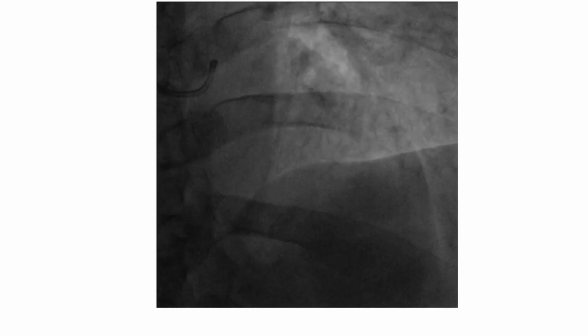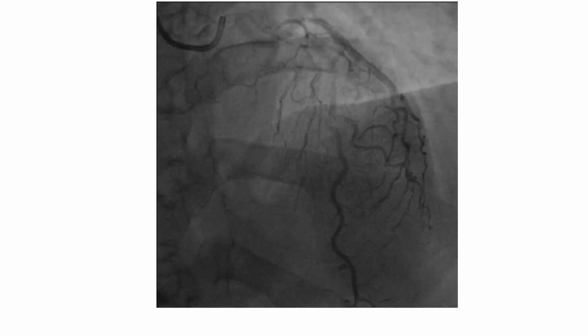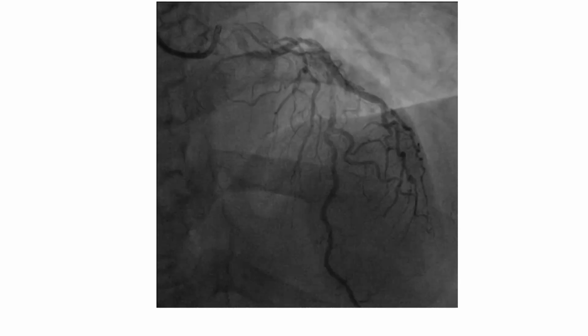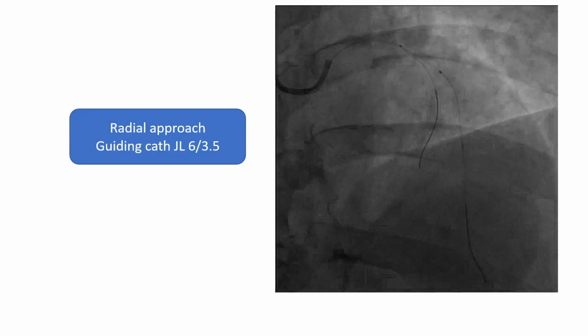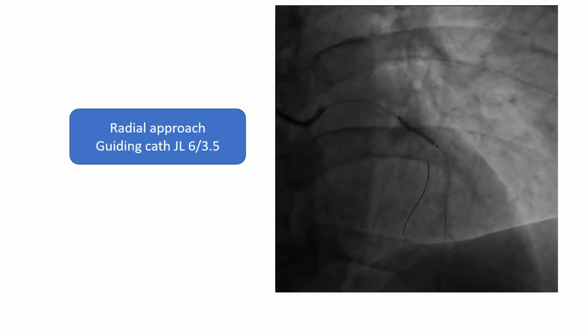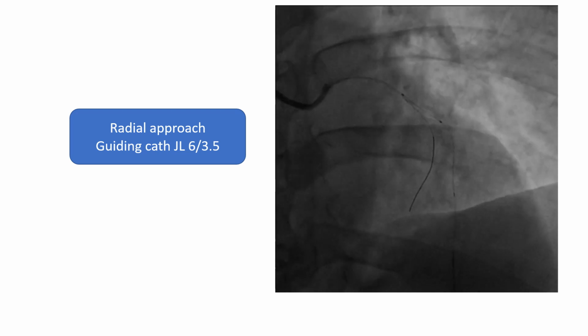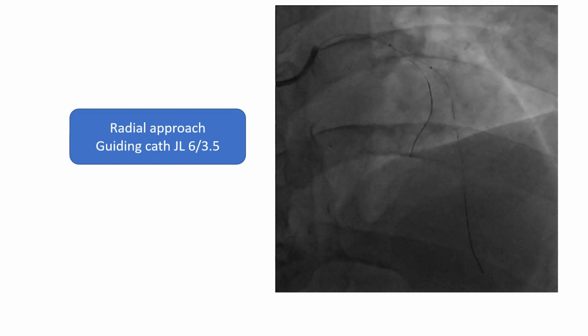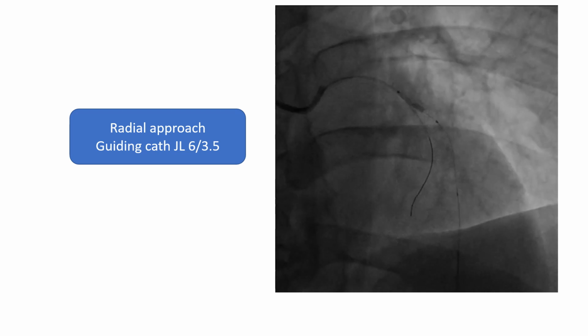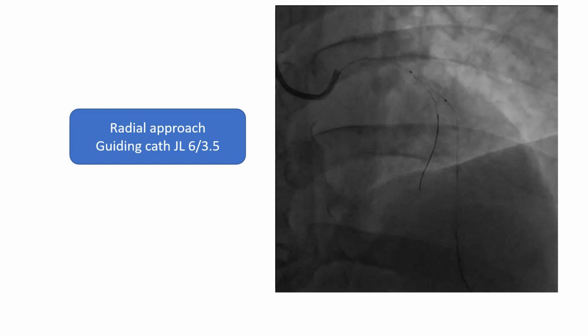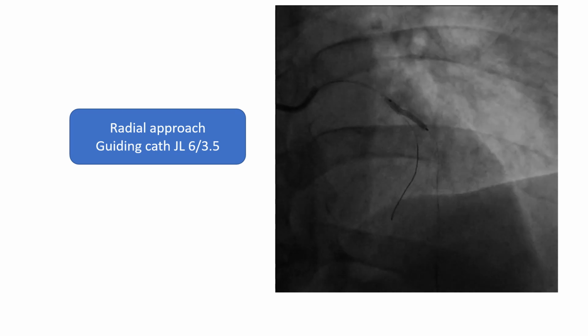This is the angiographic view showing the LAD lesion. There is a large septal branch arising from the lesion and some distal irregularities. So we started PCI as usual with balloon pre-dilatation using radial approach and a guiding cath Judkins left 6 3.5, the one that was available in the cath lab.